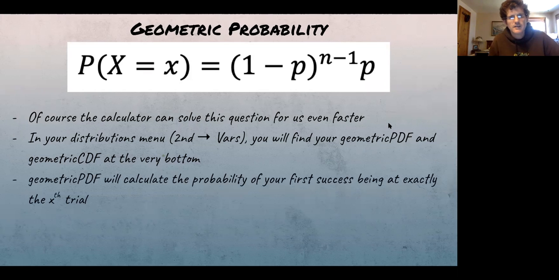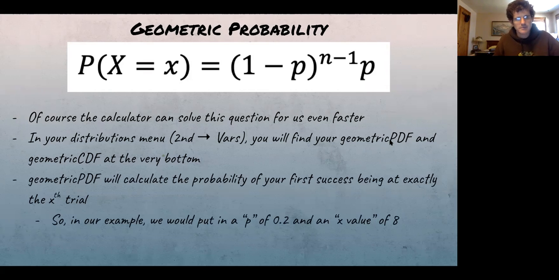So this is going to calculate the probability of my first success being at exactly the Xth or whatever trial. So in our example, we would put in a probability of 0.2. This is still the probability of success. But in this case, I want to figure out the X values. Which shot is it going to be that I finally make my first one? 8 is my X value. And we can see the 0.0419.